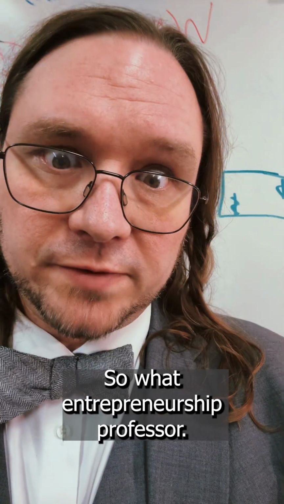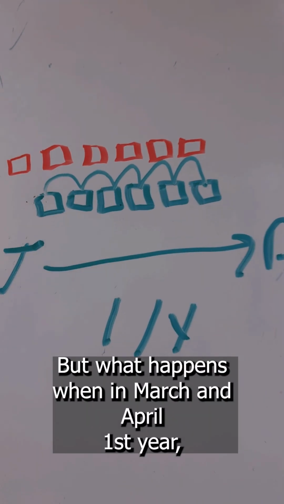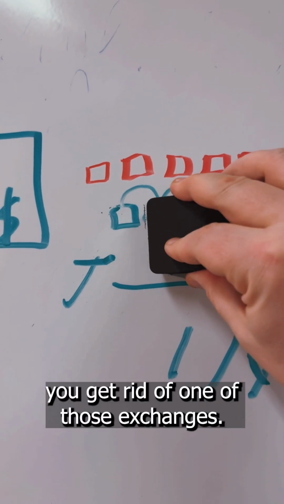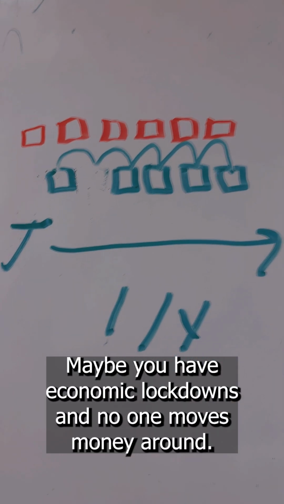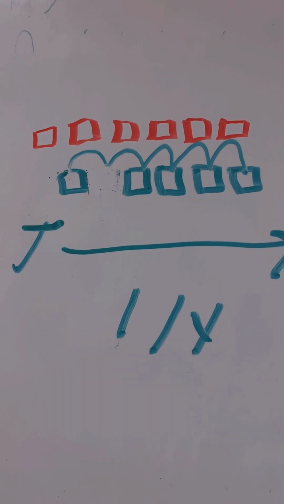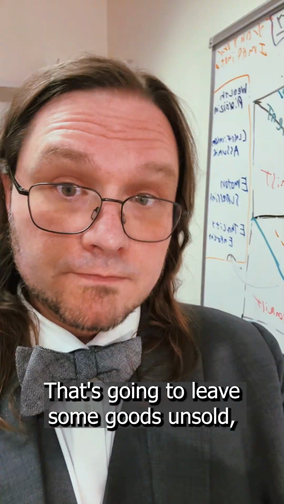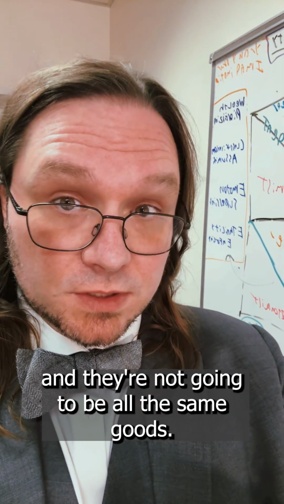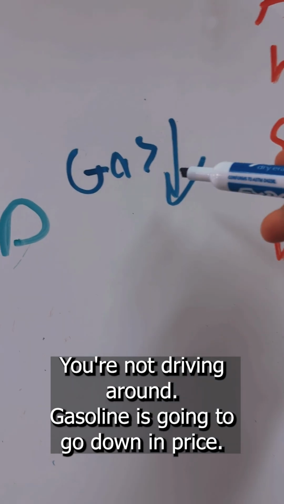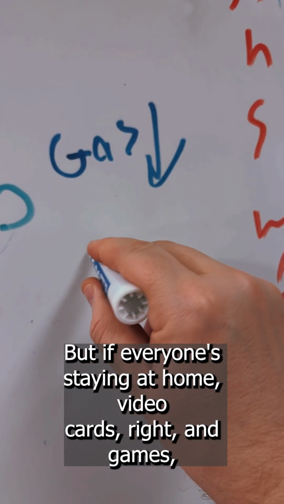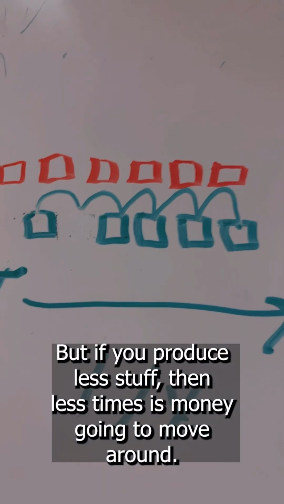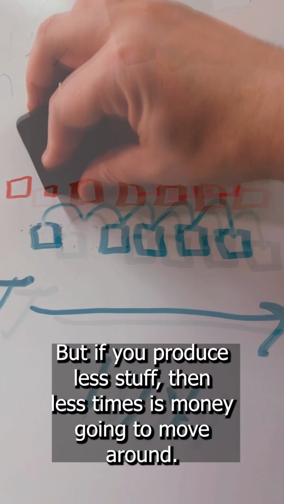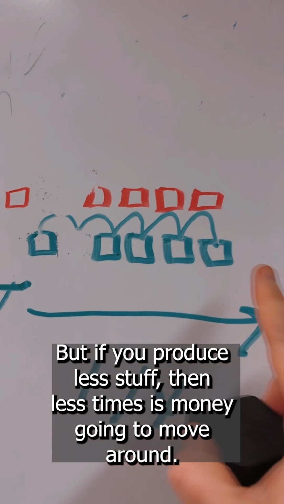So what, entrepreneurship professor? But what happens when in March and April one year, you get rid of one of those exchanges? Maybe you have economic lockdowns and no one moves money around. That's going to leave some goods unsold. And they're not going to be all the same goods. If you're not driving around, gasoline's going to go down in price. But if everyone's staying at home, video cards, right, and games, they're going to go up in price, which is exactly what we saw.